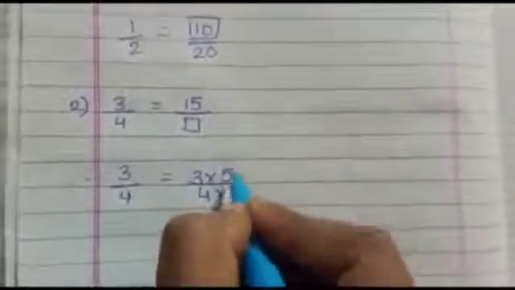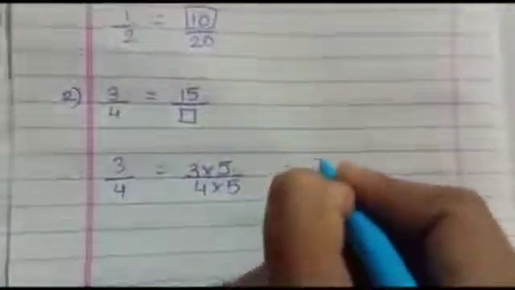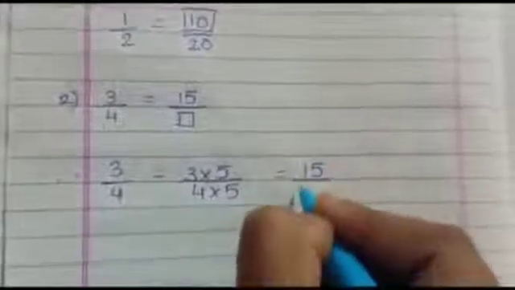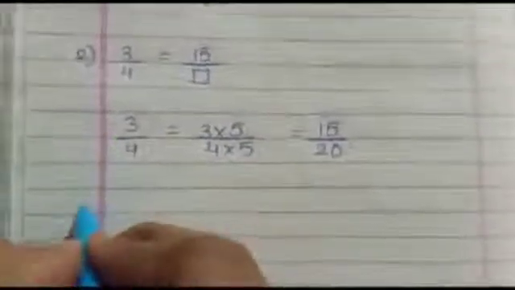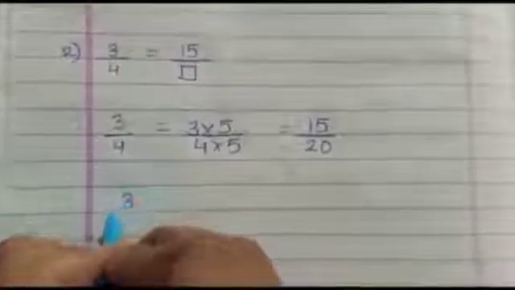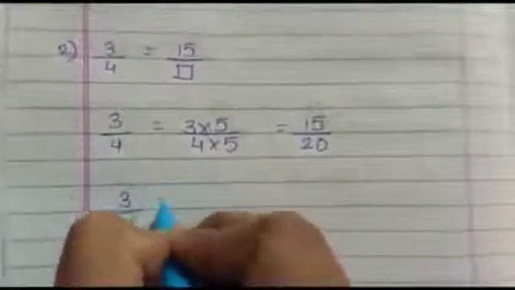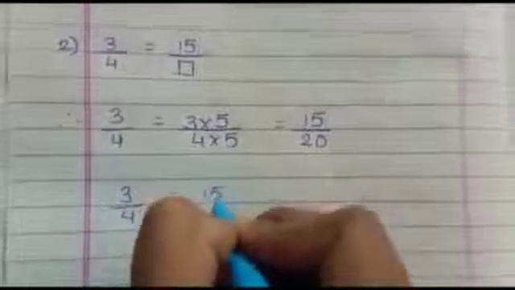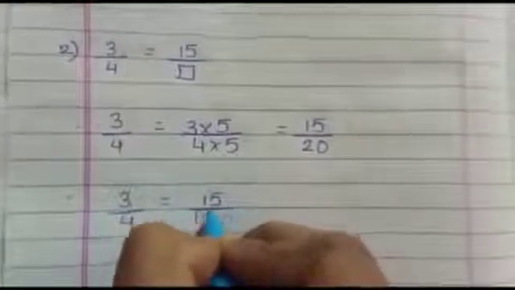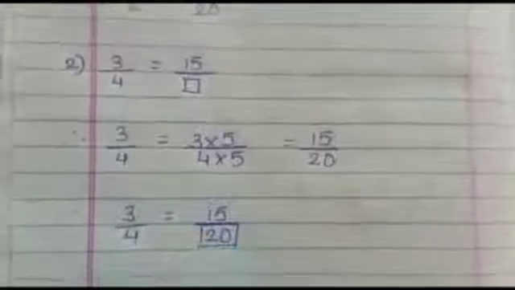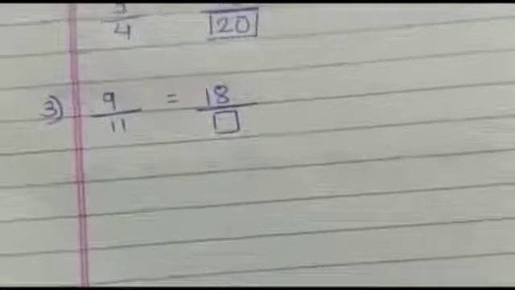You can't change the number here. So 3 5's are 15. 4 5's are 20. Therefore 3 upon 4 is equal to 3 5's are 15, 4 5's are 20. So what denominator did we get? 20. Understood? Now look at the third one.